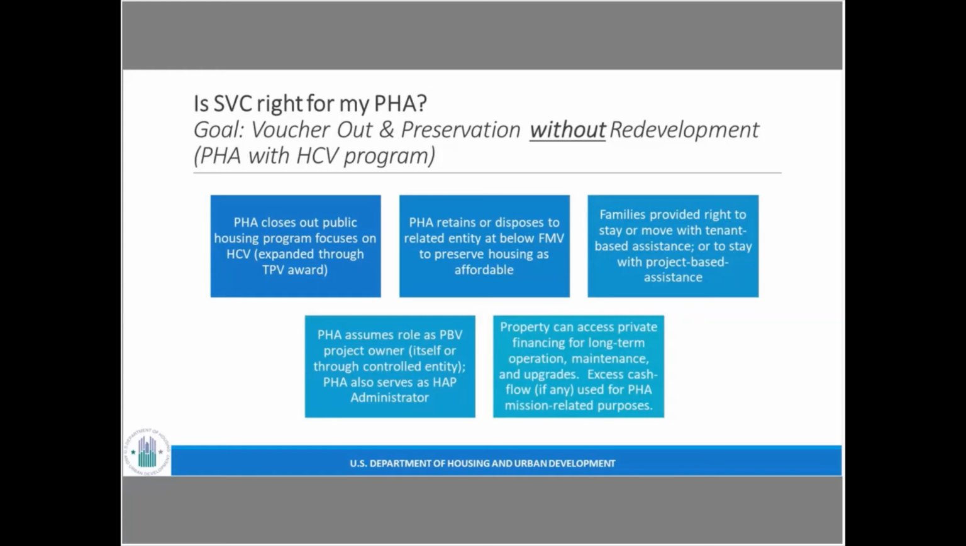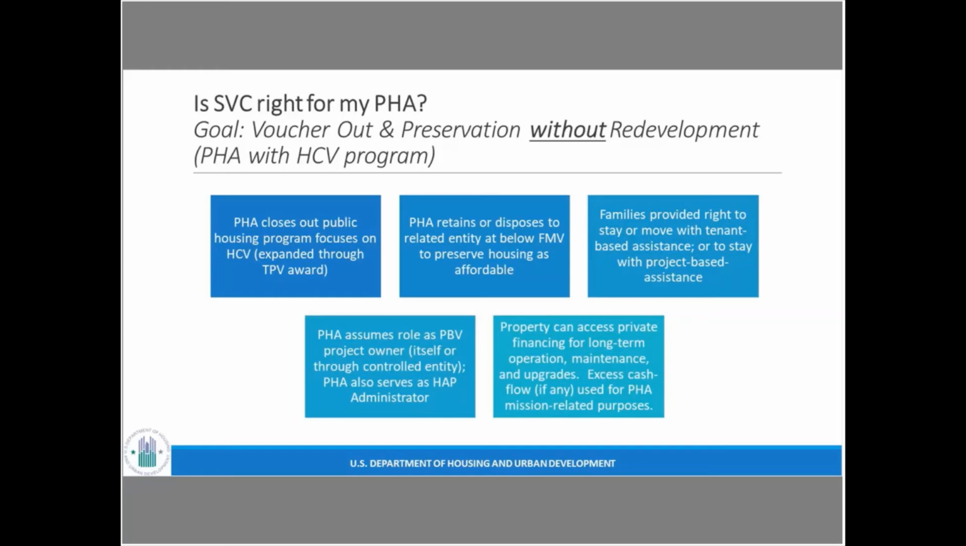Here, the housing authority with an HCV program would likely assume the role as the administrator of the HAP contract if the project is PBV'd. And then, some other entity would need to sign as project owner, either the nonprofit it controls or some contractual relationship if it retains.